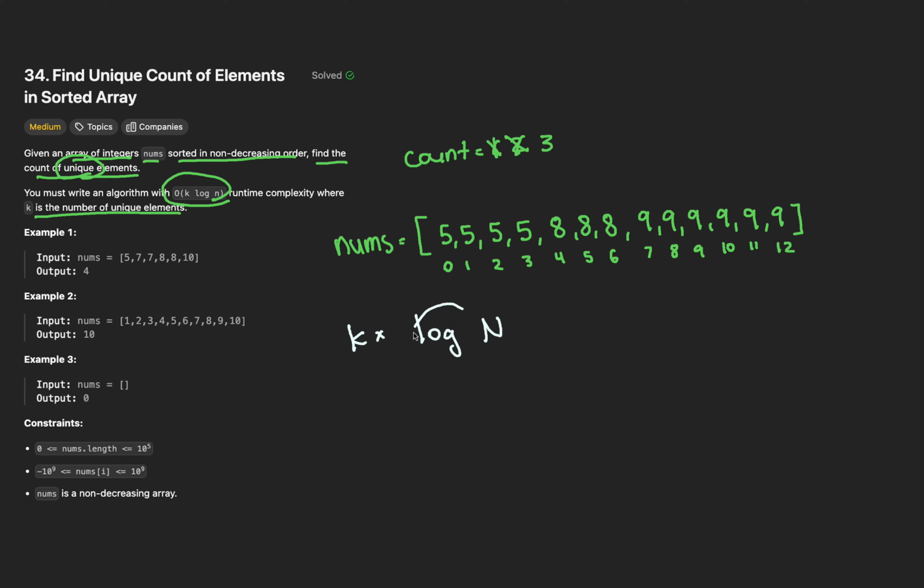Therefore, if the log n part is the binary search, then the problem is essentially telling us to run binary search for each unique element, for k elements. In regards to our example here, we'd have to run binary search 3 times, once for each unique element: 1 for the 5s, and then 1 for the 8s, and lastly, 1 for the 9s. But how do we do this programmatically?